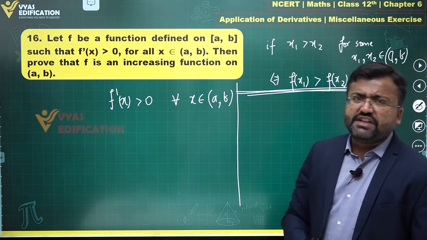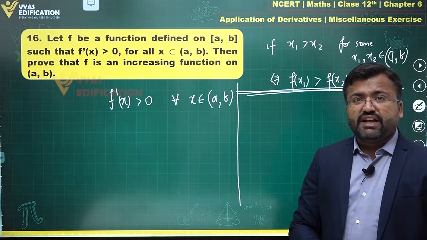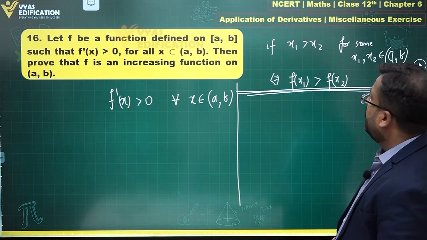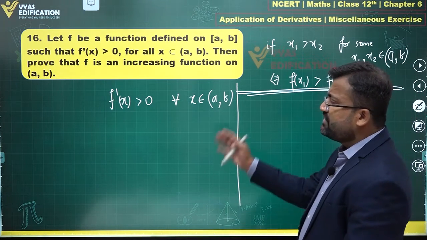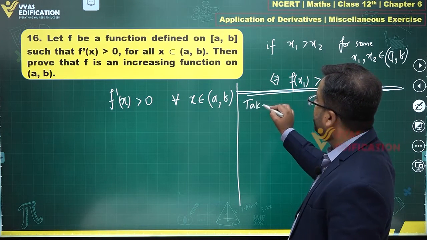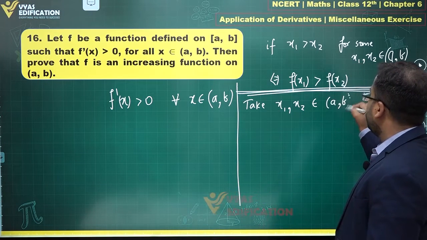And how do we deal with this one? We can deal with this one with the help of a simple idea. And what is that simple idea? Can we use something called Rolle's theorem over here? Yes, maybe. We can use Rolle's or LMVT. LMVT is the better choice, right? LMVT can be used over here because the derivative is not 0. So what we can do is take x1 comma x2 belongs to a comma b, okay?